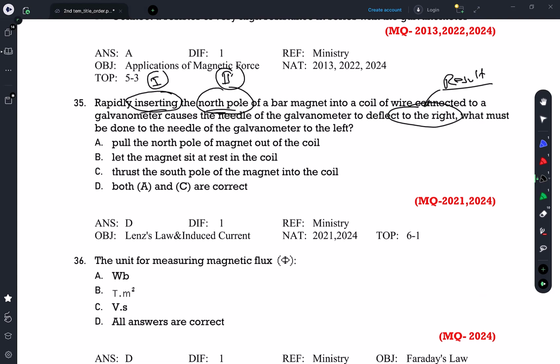What must be done to make the needle of the galvanometer deflect to the left? One of them must be changed, either inserting or north pole. If both change, it goes back to the right again. Pull the north pole of the magnet out. Yes, you pull it away and take it away. It's correct, one of them changed. Let the magnet sit at the side: there's no change in magnetic flux, so you cannot use it. Inserting but with the south pole is also correct. So both A and C are correct. So this is the correct answer.